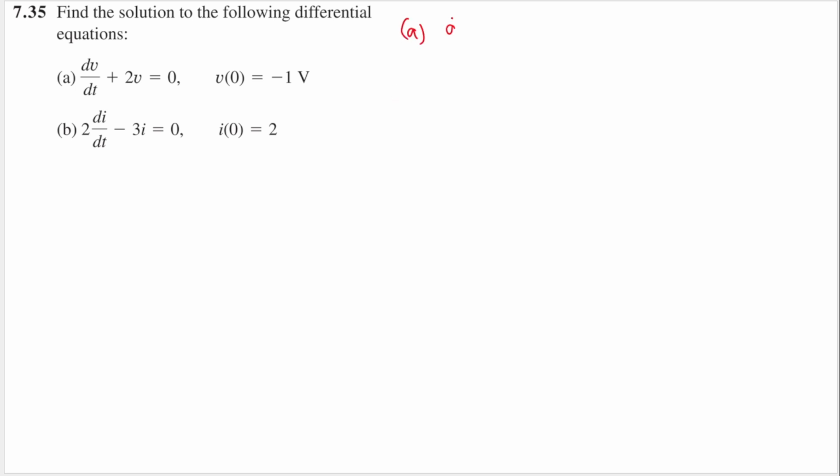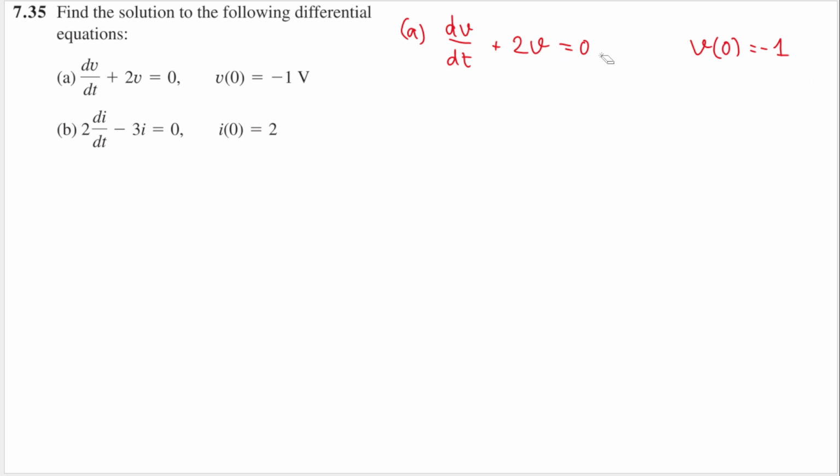So we will have dv over dt plus 2v is equal to 0, and then v(0) is equal to minus 1 volt. Minus 1. Okay, I don't write the unit here first. I think we can use a separable differential equation.